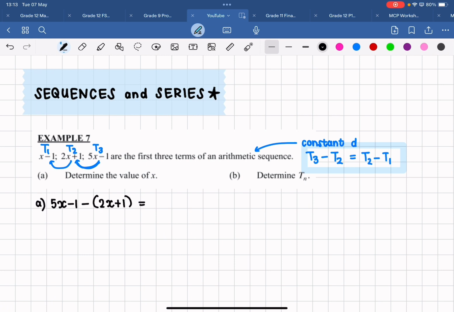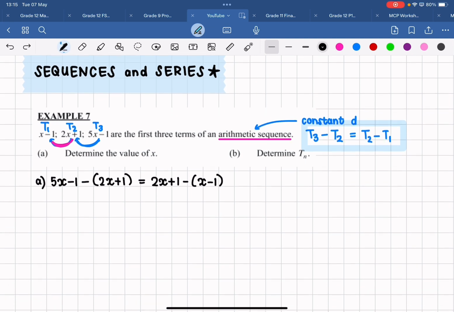Now if I do the same thing and I make that equal to term 2, which is 2x plus 1, and I subtract term 1 from it, x minus 1, these two are equal because this now is representing this difference. And since it is an arithmetic sequence, I know that the differences between the terms have to be the same. Now all that's left for us to do is to multiply the brackets out and then solve for x from there. So I am multiplying -1 into both of these brackets on both sides of this equation, and then I'm going to get all my x's on the one side.